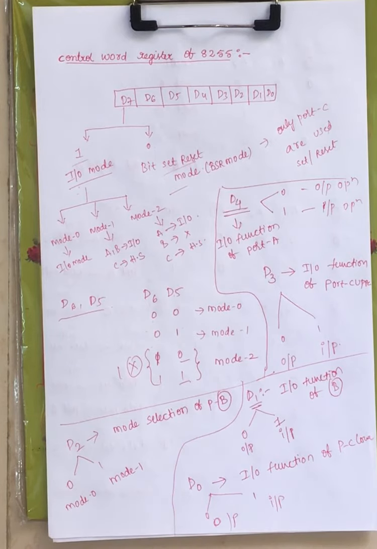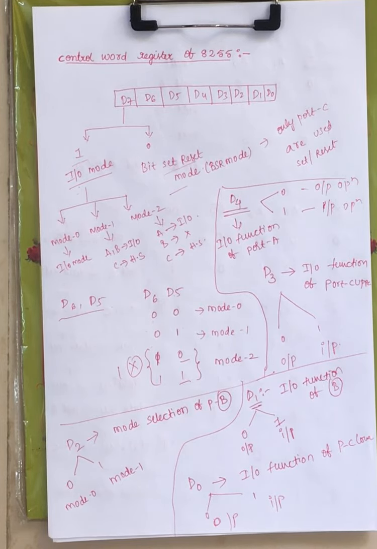Now coming to D1, it will specify the IO function of port B, right? For logic 0, it indicates port B is under output operation. For logic 1, it indicates port B is under input operation. Now similarly, the last bit in your control word register, that is D0, will specify the IO function of port C lower, right? When it is logic 0, it indicates port C lower is under output operation. When it is logic 1, it indicates port C lower is under input operation, right? Now this is about the control word register of 8255.